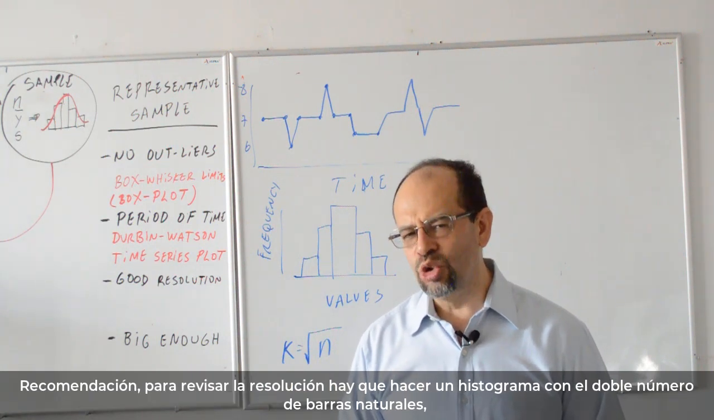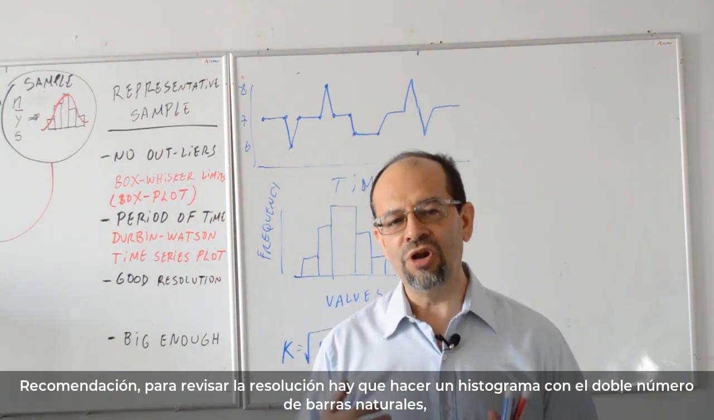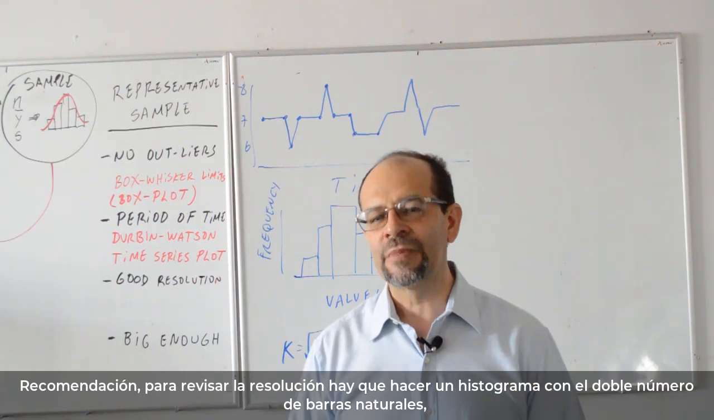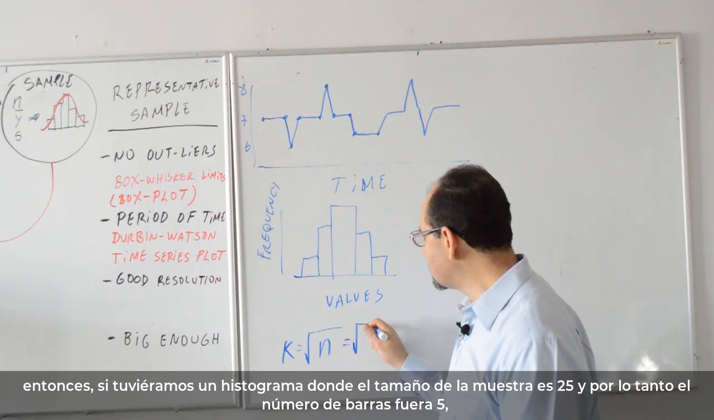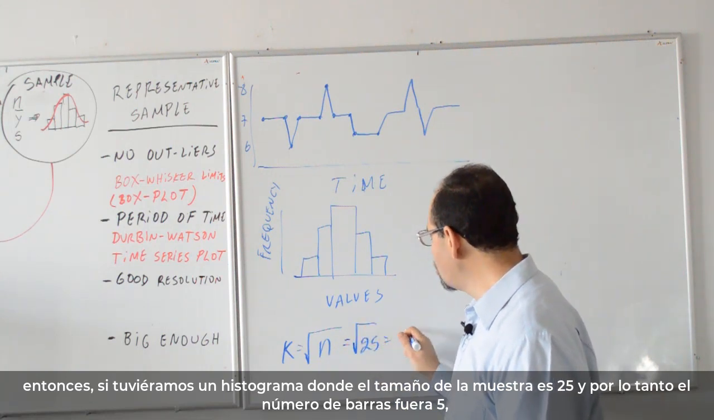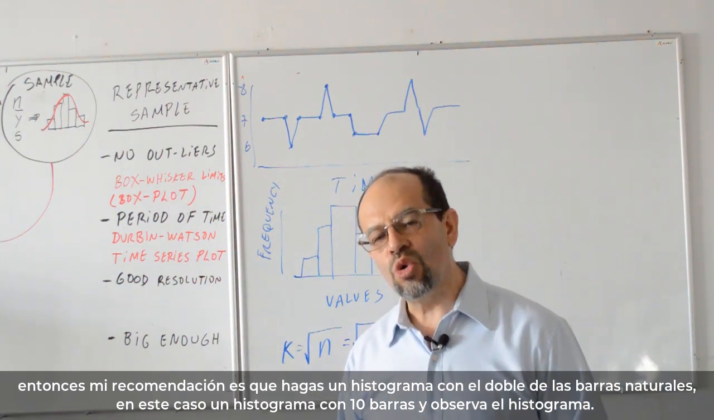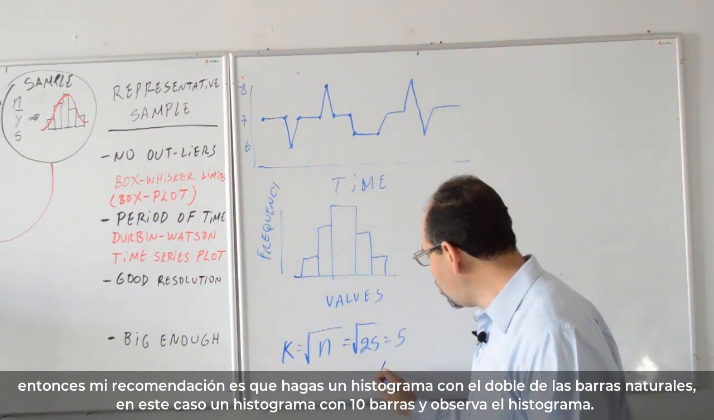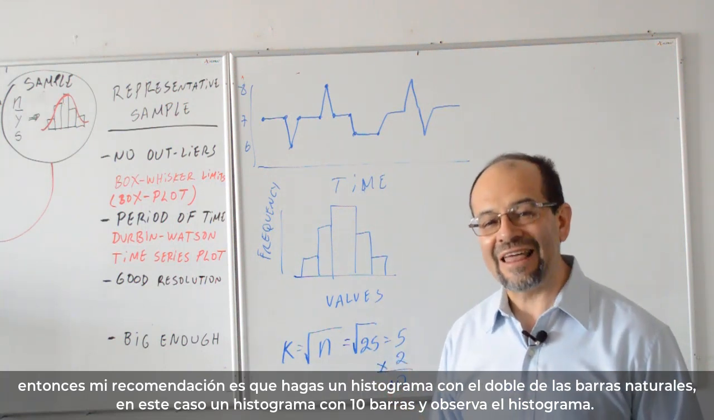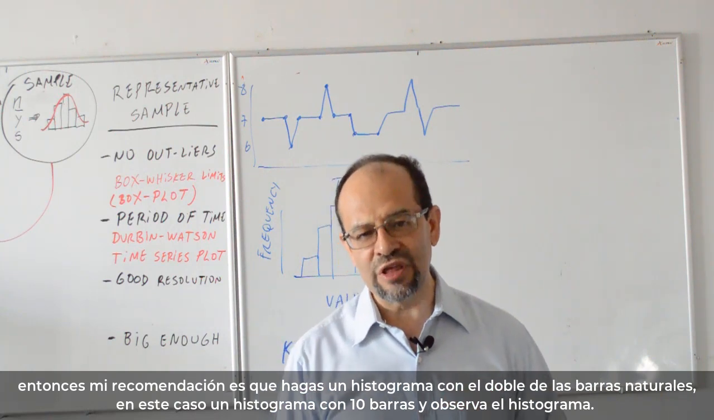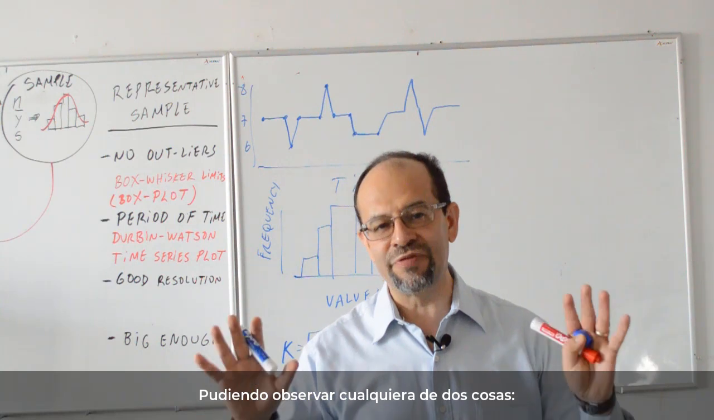To check resolution, the recommendation is to do a histogram with double the number of natural bars. So if the size of the sample is 25 and we should have 5 bars, then my recommendation is that you do a histogram with double the number of natural bars. In this case, we should do a histogram with 10 bars and observe the histogram. And well, we can observe two things.